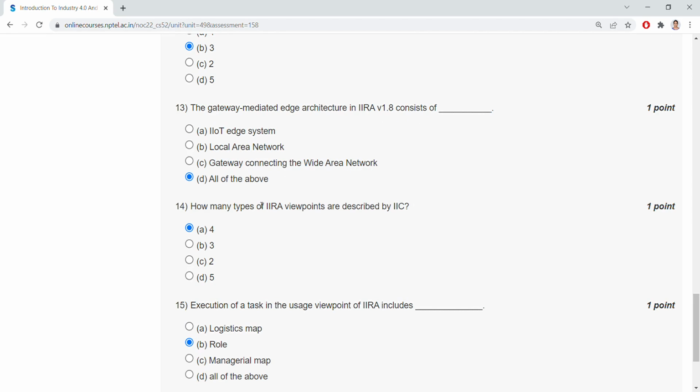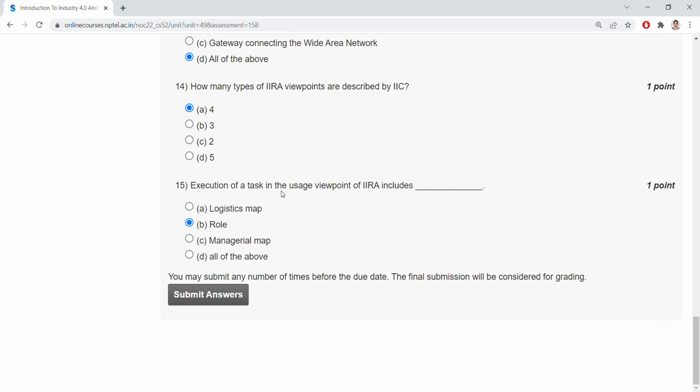How many types of IIRA viewpoints are described by IIC consortium? 4. Execution of tasks in the usage viewpoint of IIRA includes only role. It consists of some implementation maps and performance functional maps, but not logistics or managerial maps. So the answer is role.